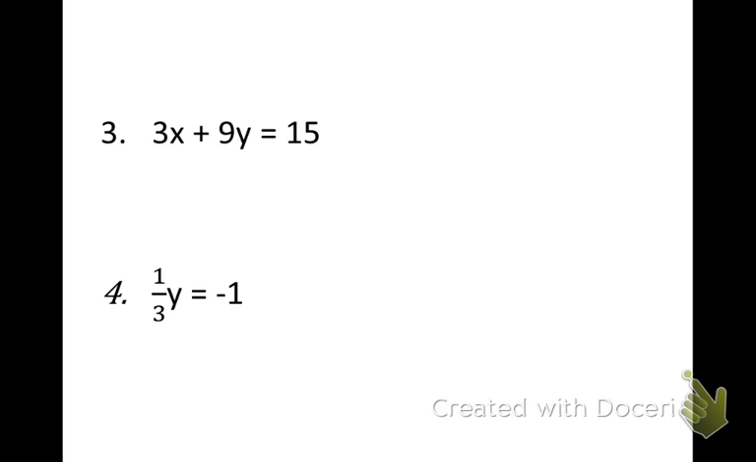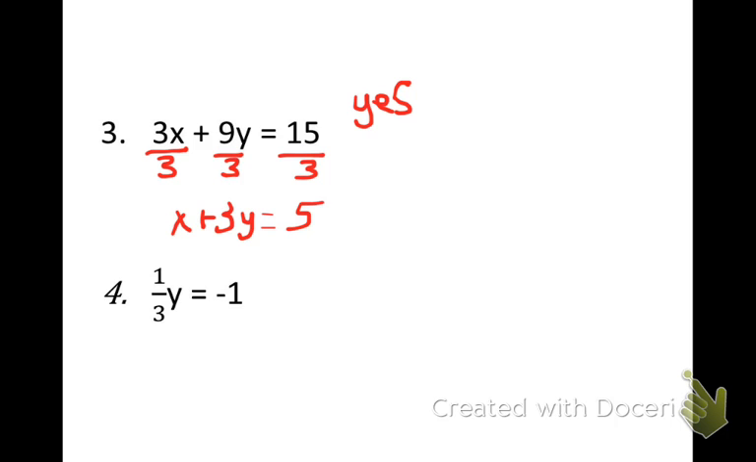All right, is this one a linear equation in standard form? Well, it looks very much like standard form, so yes, it is a linear equation. And is it in standard form? Almost. What goes into 3, 9, and 15? 3 will. So we need to divide them all by 3 to get that x plus 3y equal 5 would be in standard form.